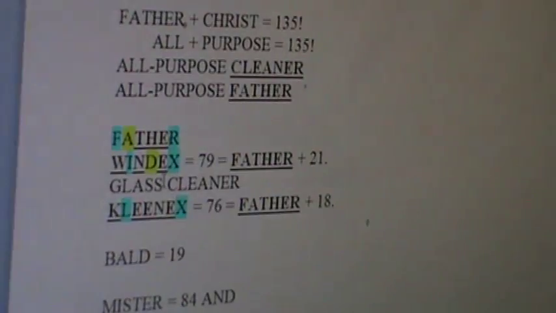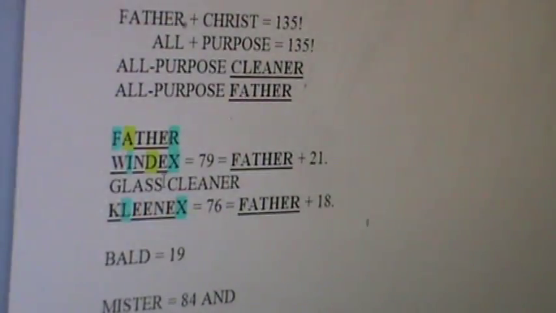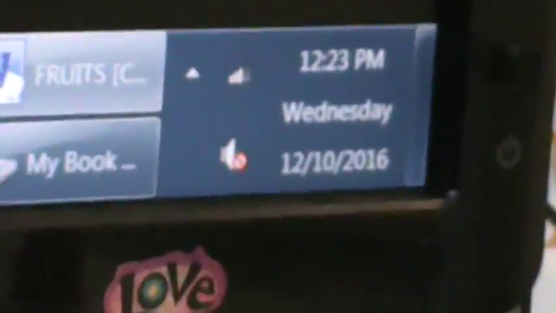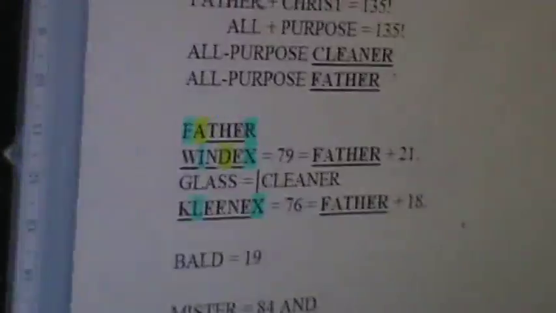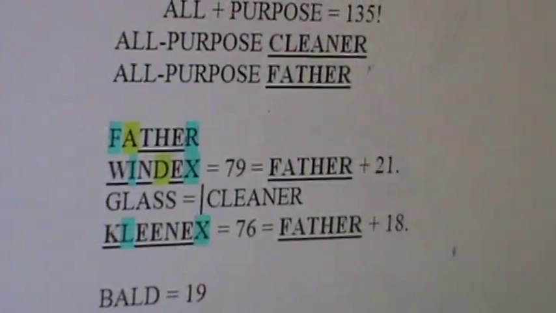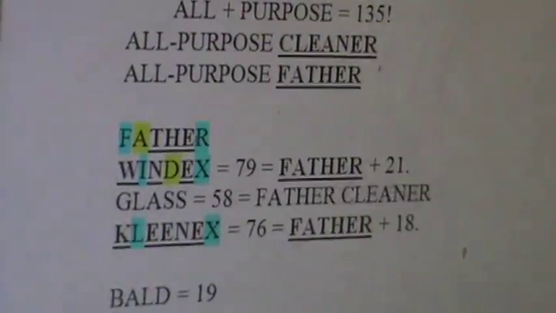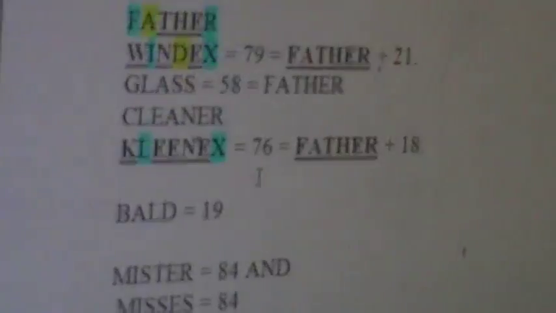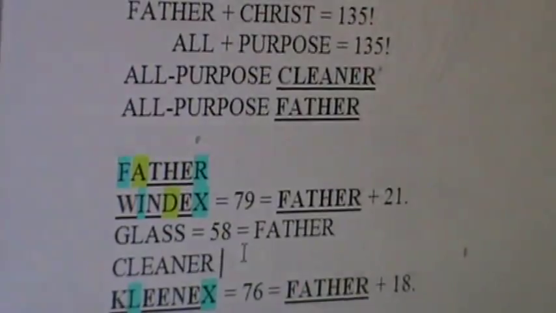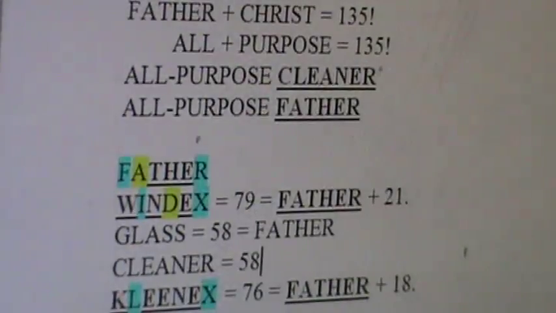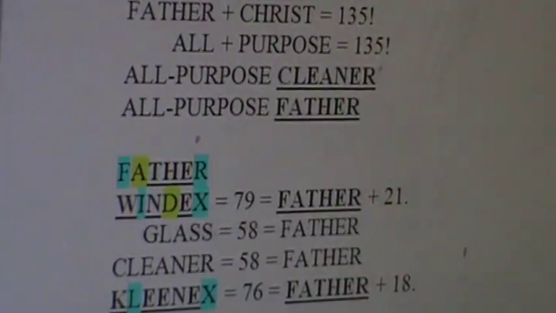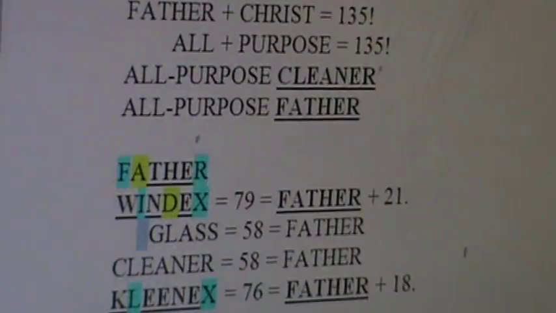Because people are told the truth, and they know that God the Father loves cleanliness, and He loves Windex, and He loves glass cleaner, period. But I have never seen this until now. Current date and time for historic purposes, as always, is right there. I have never seen this with my eyes until now. Glass equals 58 equals Father, and cleaner equals the same thing. Now, this reminds me of the famous invention in the science lab known as the microscope, where micro equals 58 and scope equals 58 equals Father. Okay, so the same Father God of the microscope is the same Father God of all glass cleaner.